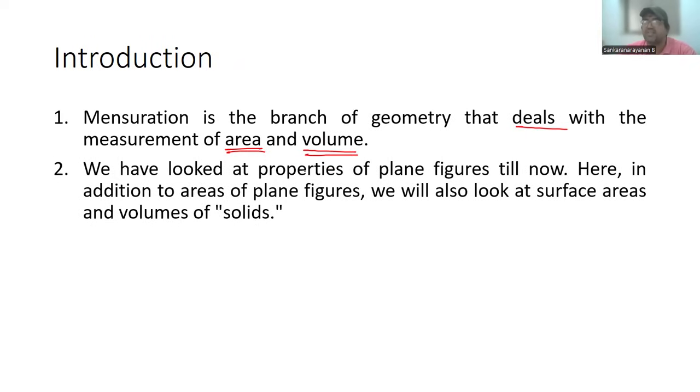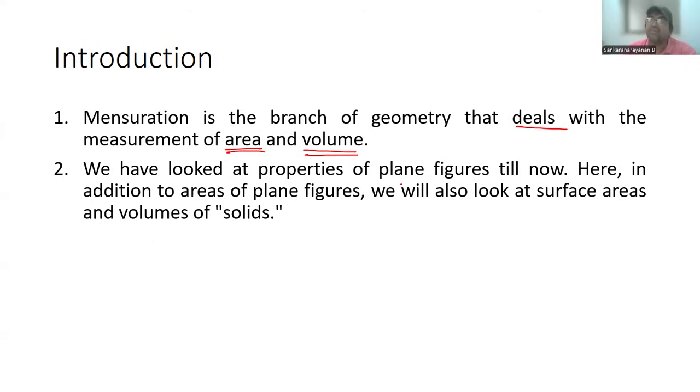In geometry, we discussed triangles, squares, rectangles, quadrilaterals, right? And then we talked about kite, trapezium, parallelogram, rhombus. We discussed all those plane figures. Then we slowly moved on to pentagon, hexagon, and eventually we talked about circles, right? So we have looked at the properties of all these plane figures till now.